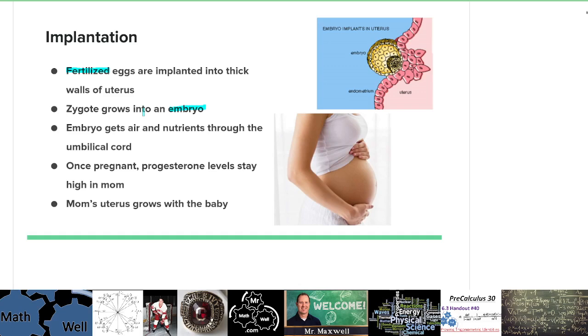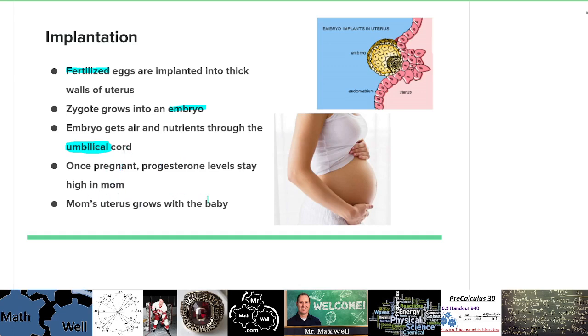That's interesting. Okay. So there would be some gases that would come through the umbilical cord apparently as well. So the embryo gets air and nutrients through the umbilical cord. Once pregnant, progesterone levels stay high in the mom. So progesterone levels stay very high once the mother is pregnant.